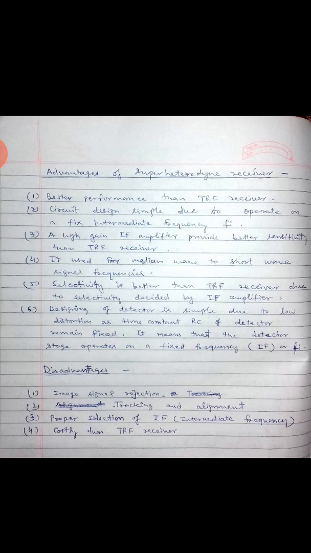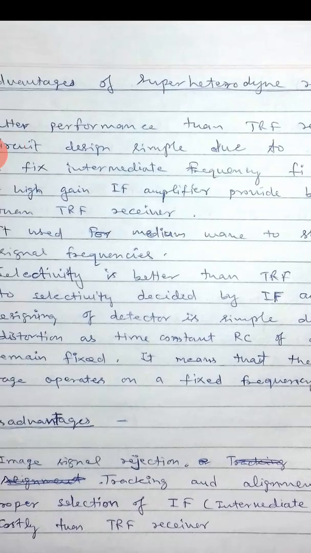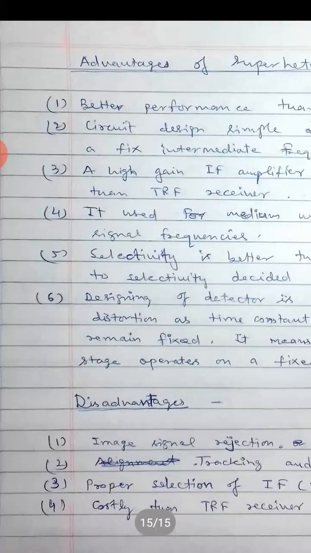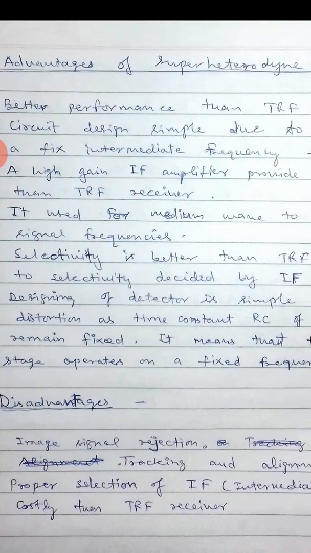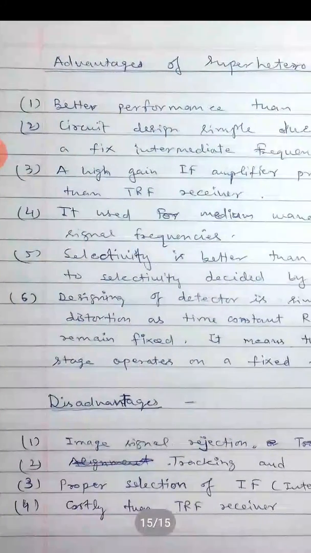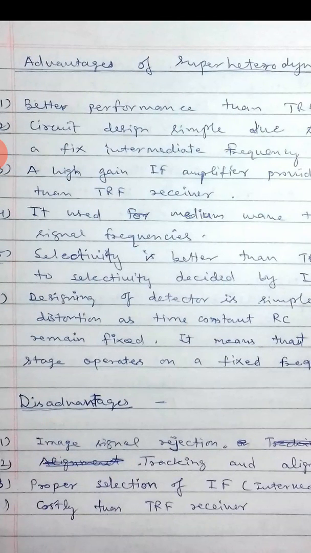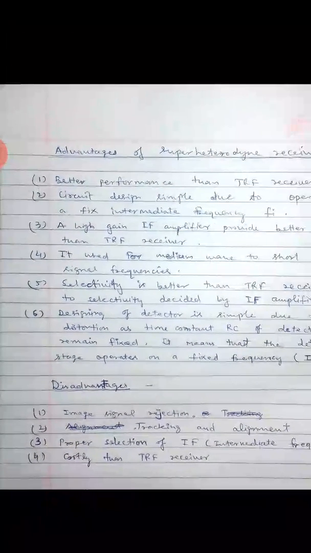Some limitations of superheterodyne receivers are the following. First, image signal rejection is required, and second, there is the tracking and alignment problem, which we will discuss later. The intermediate frequency should be properly selected, which will be discussed in the choice of intermediate frequency topic. And it is also costly as compared to TRF receivers.